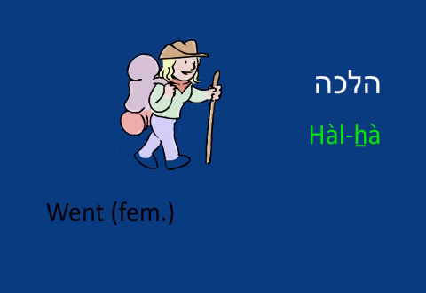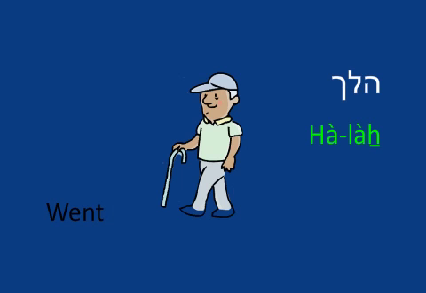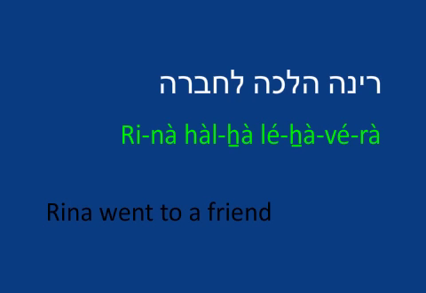Outstanding. Now let's learn the verb to go in the past. To say went, speaking of a woman, we would say הלכה. And speaking about a man, it's הלך. Fantastic. Let's make a sentence. Let's say Rina went to a friend, speaking about a female friend. Rina הלכה לחברה.